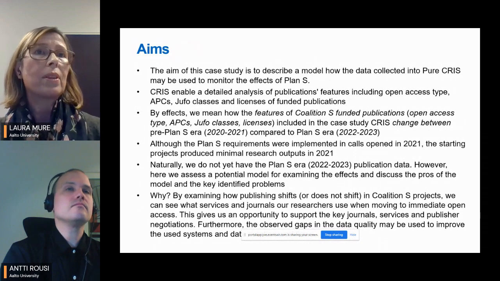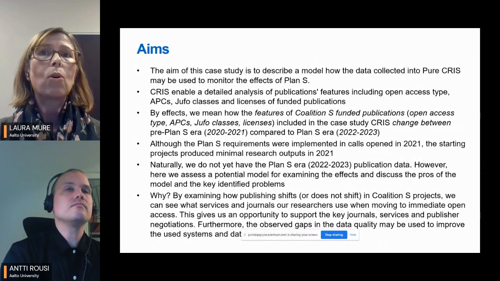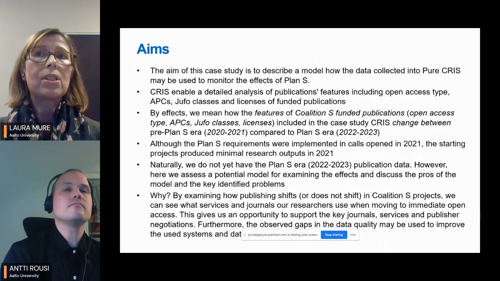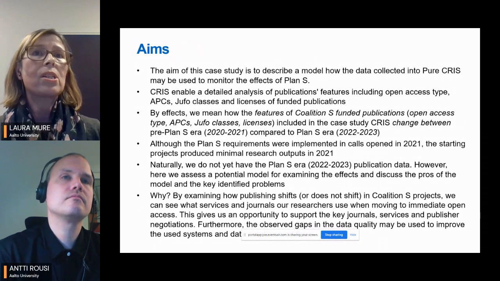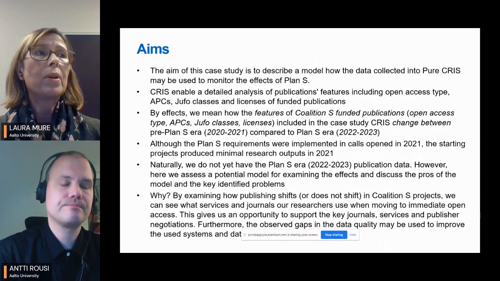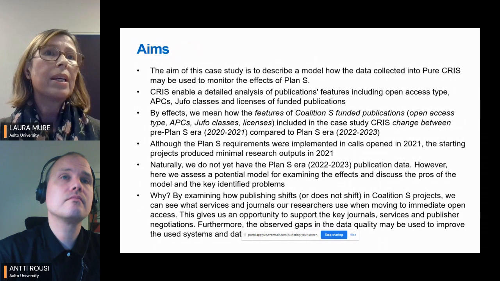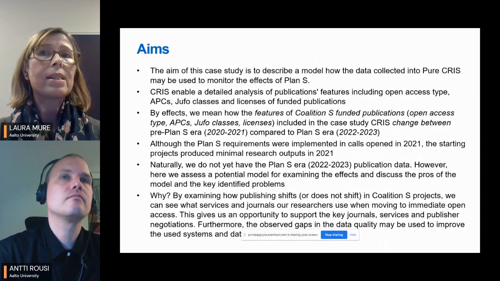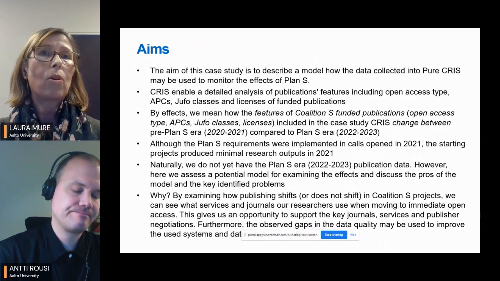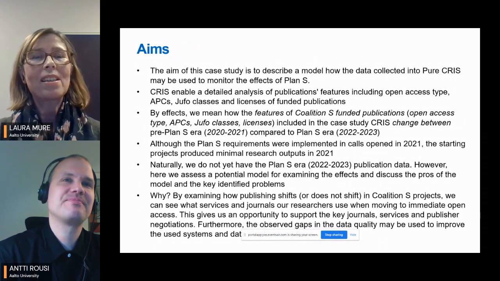And the whole purpose of doing this study is to see whether open access publishing changes or whether it doesn't change in Coalition S-funded projects. And if it changes, we can actually see what services and journals our researchers are using when moving to immediate open access publishing. And this knowledge will give us the opportunity to support the key journals, services, and publisher negotiations. And furthermore, if we notice any gaps in the data quality, we can improve the systems used and the data correlation workflows in Pure.